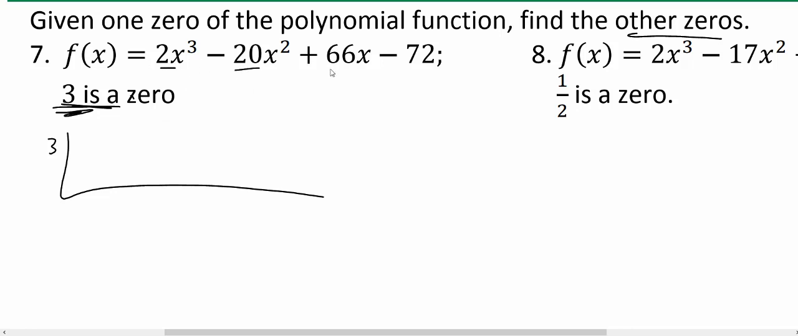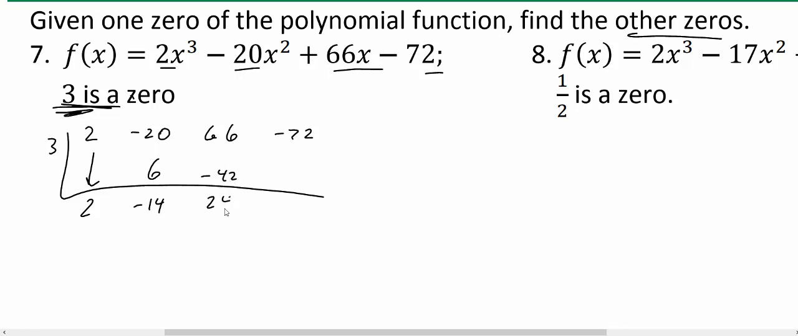I take the coefficients: 2, negative 20, 66, negative 72. Drop, multiply, add, multiply, 42, I believe that is. Add it up, 24. 24 times 3 is 72, so I get a 0. So it says it's a 0, and that gives me a 0, so that means it's a check. That means I know it's a 0. We're good.